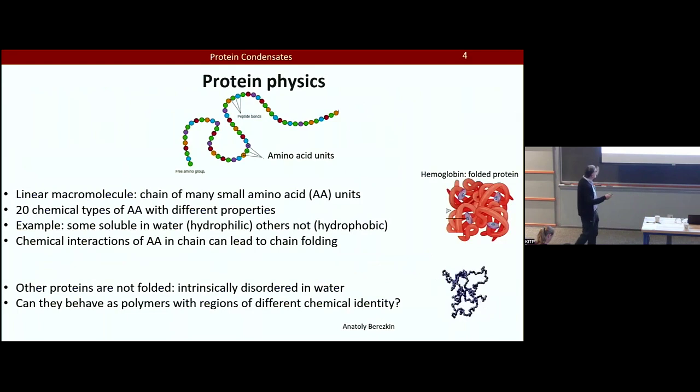All right, so protein physics. Proteins are linear macromolecules, chains of many small amino acids. I think everybody here knows about amino acids, and some are hydrophobic and some are hydrophilic, and many proteins are folded, so their nature is rather fixed and their chemical nature is known. However, there are disordered proteins that are polymer-like and are fluctuating. Can these proteins behave as polymers, but not as homogeneous polymers where every monomer is the same, but as polymers with regions that are fairly large, larger than a few monomers, that have some chemical identity, that are more hydrophobic and less hydrophobic? We think that is the case.